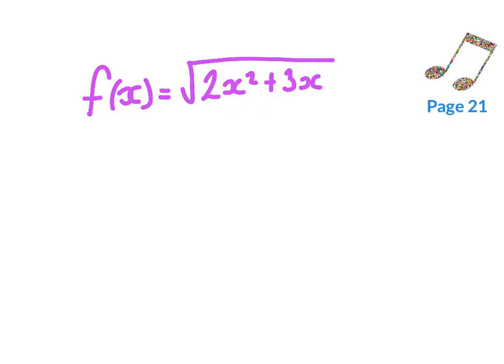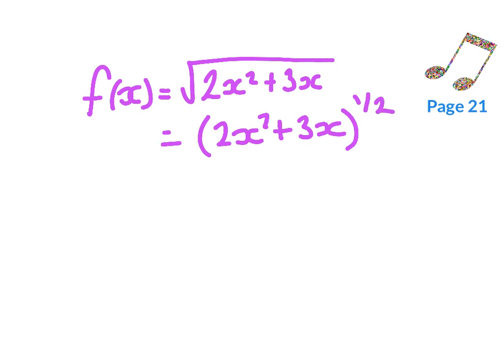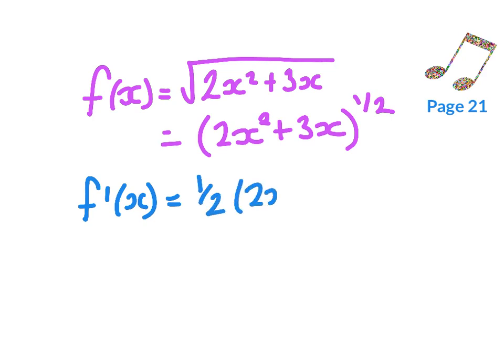So I'm just going to rewrite this with brackets. So 2x squared plus 3x, and then it's square rooted, so that's to the power of a half. So when I differentiate, I'm going to deal with the outside first. So I'm going to multiply by the power, leaving the bracket alone, and I'm going to reduce the power by 1.